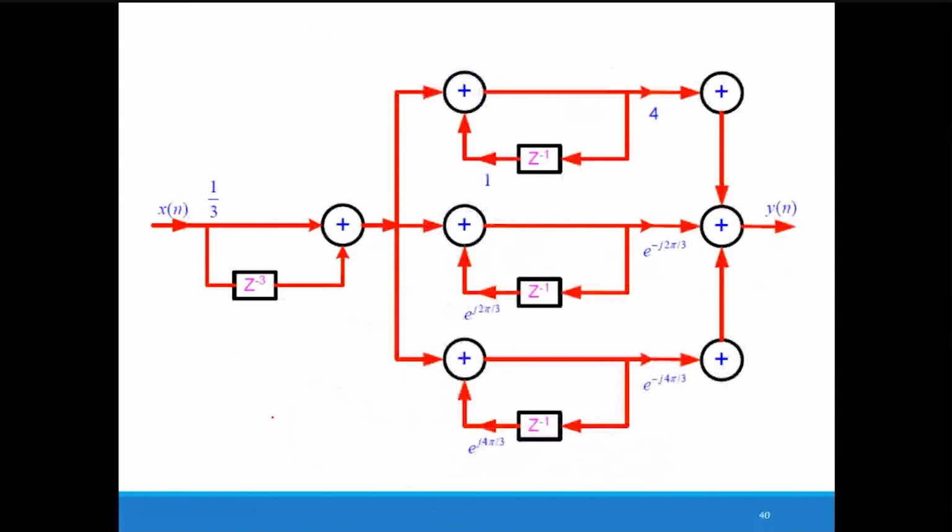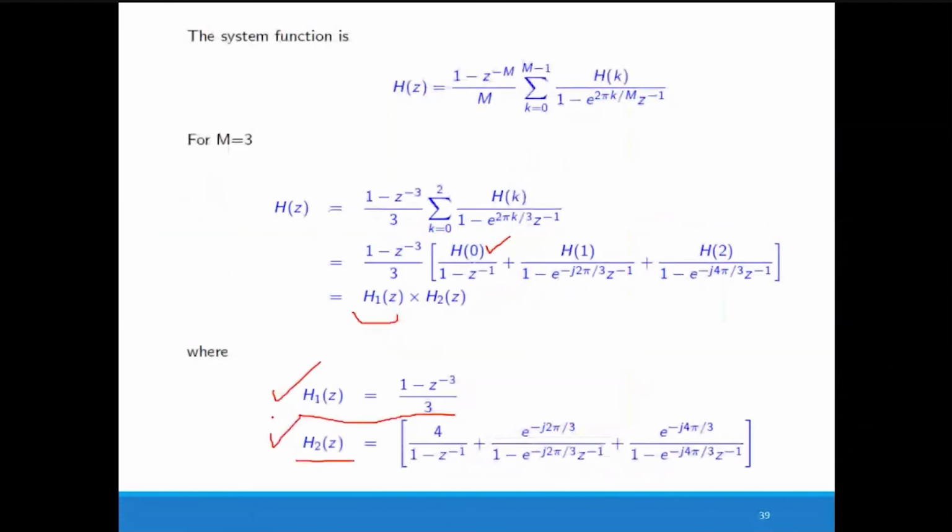Have all of you completed writing the answer up to this? Please let me know so I can go for the next slide, the implementation of this H1 and H2 of z. Okay, I am waiting. Just note this down and let me know.